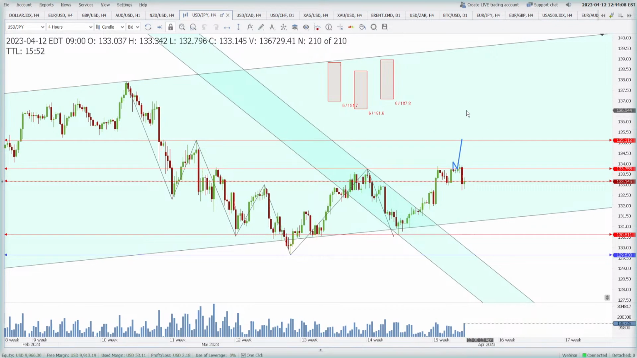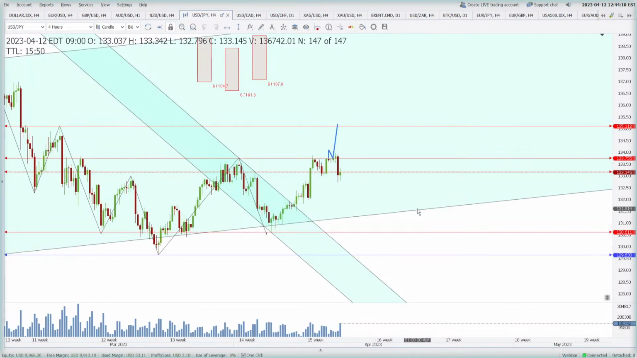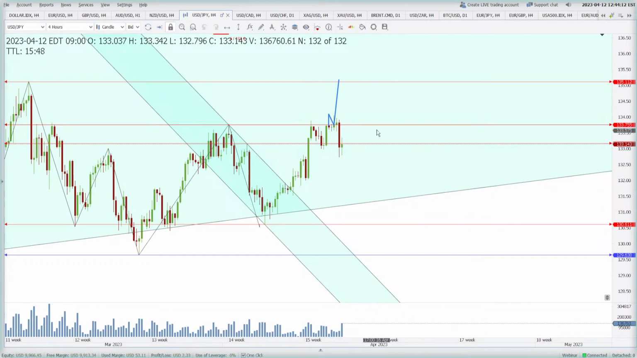USD JPY, well, this one is going good. It has failed to close any day above 133.75, but still it looks like it is strong here. The last red candle had huge volumes. That is again a suggestion that the price is going lower, but this is 4-hourly, guys.